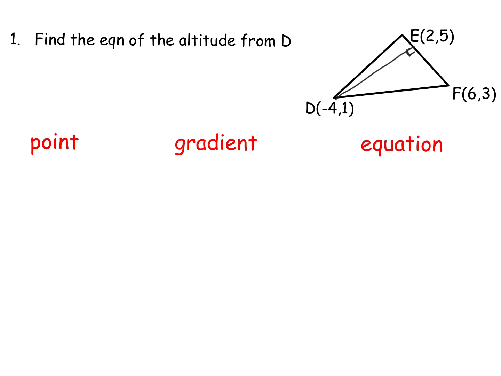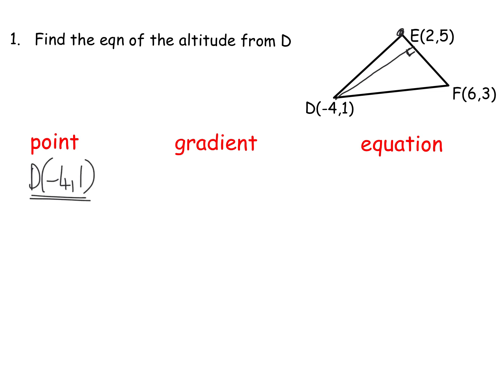So the point for this one is easy to work out because it's only point D. There is no way of getting that point on the line. I appreciate E looks like it's where my line is, but E is really this corner up here. So we are going to use coordinate D when we get our equation. So I'm just going to write that in. That is our point, -4, 1.